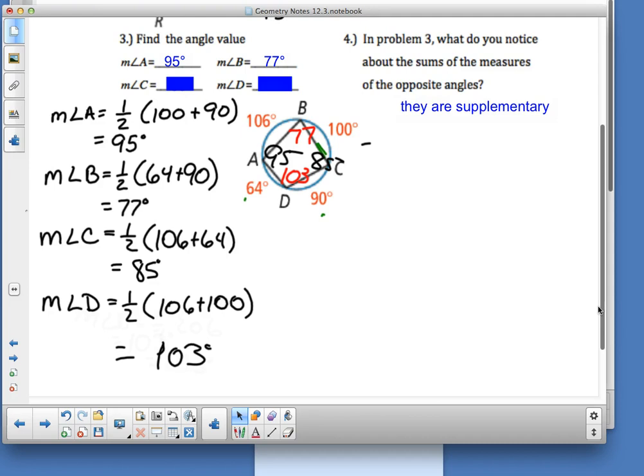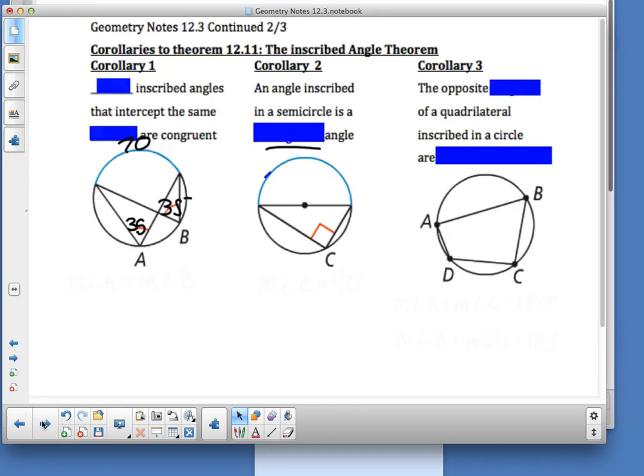It's not that you become like this math magician. You know properties, theorems, postulates, and you can read the diagram. You know what you're given and you can quickly find the answer. But if you don't do the rereading, you don't know the vocabulary, you can't find the answers.